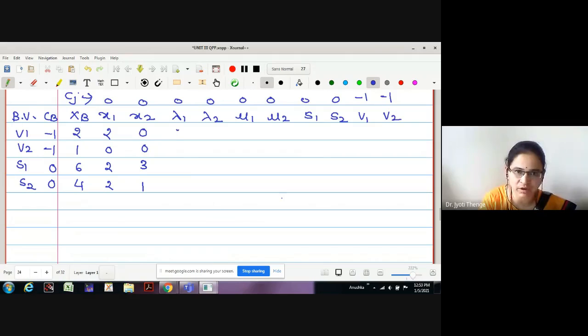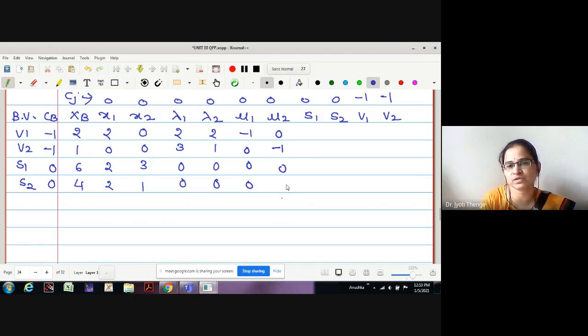For lambda 1, this is 2, 3, 0, 0. For lambda 2, this is 2, 1, 0, 0. For mu 1, this is minus 1, 0, 0, 0. For mu 2, it is 0, minus 1, 0, 0. For S1, 0, 0, 1, 0, third basic variable. S2, fourth basic variable. V1, first basic variable, V2, second basic variable. We can write the columns very easily.